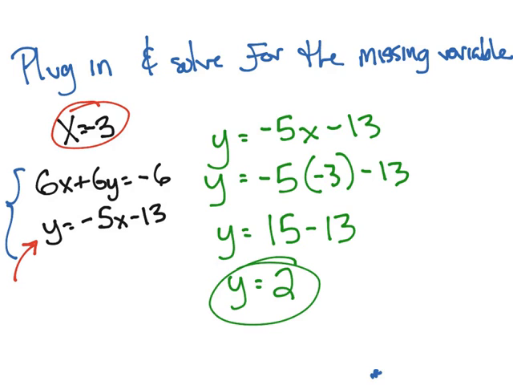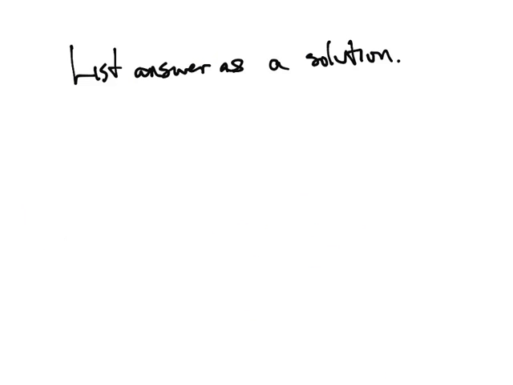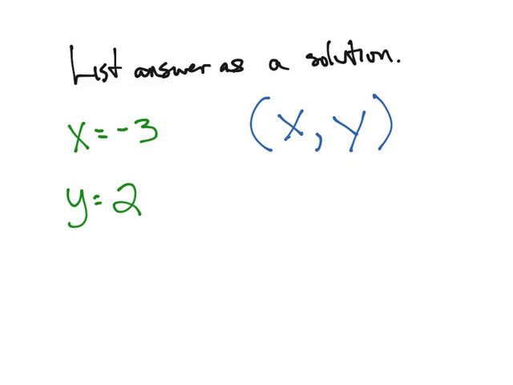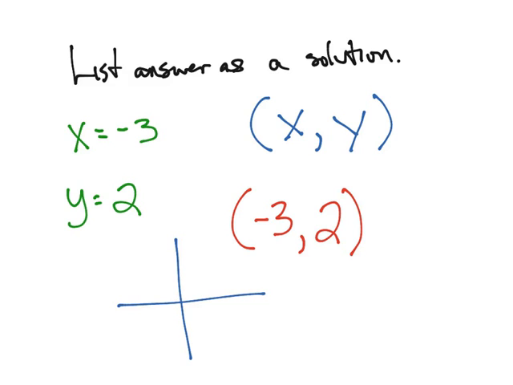We now have two values, and all we have to do is list them as a solution. Since we know that x is equal to negative 3 and y is equal to positive 2, and we know that our solution should look like an xy coordinate pair, we know that our final value has to be (-3, 2). Since we've listed it as a solution, we've shown that once again, we're looking at the intersection of two lines. In this case, our lines intersect at (-3, 2), right there.